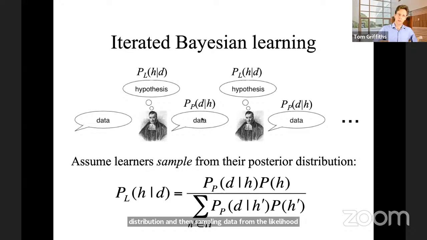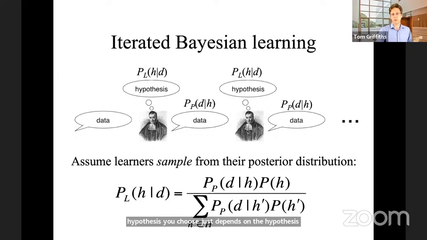And so now we have a process where they sample hypotheses from the posterior, data from the likelihood, hypotheses from the posterior, data from the likelihood, and so on. And we can ask, what happens to this process over time? You can actually think about this mathematically. We've defined a Markov chain. We can focus on the Markov chain defined on hypotheses. What that means is that at each point in time, which hypothesis you choose just depends on the hypothesis that was chosen at the previous generation.